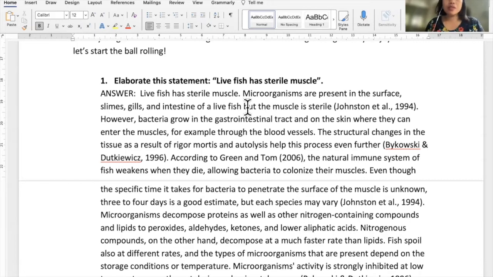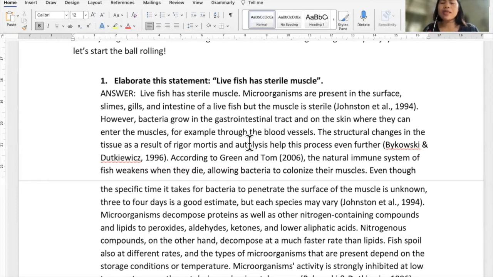So I will just try to elaborate further your answers from items 1 to 19. Okay. So for number 1, elaborate the statement. Live fish has sterile muscle. Fish, while it is still living, its muscle is sterile, and that is true, no?